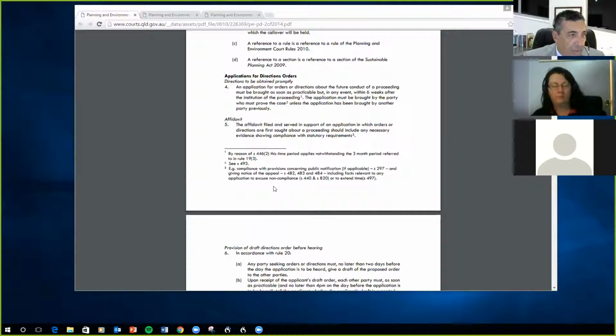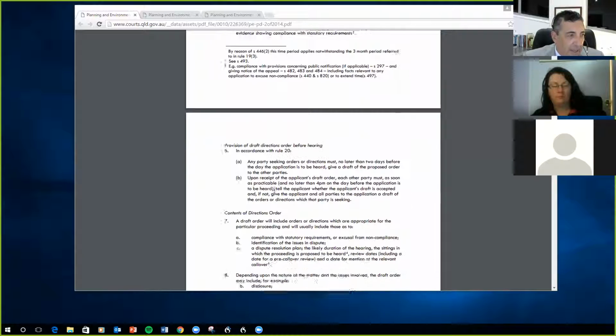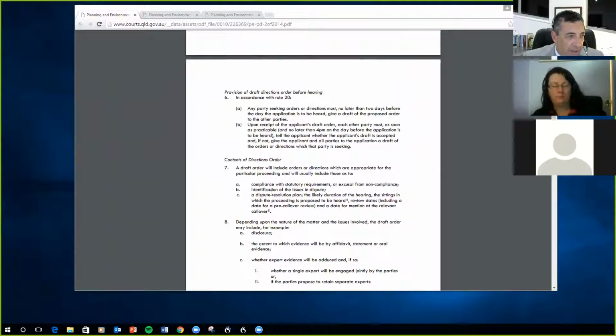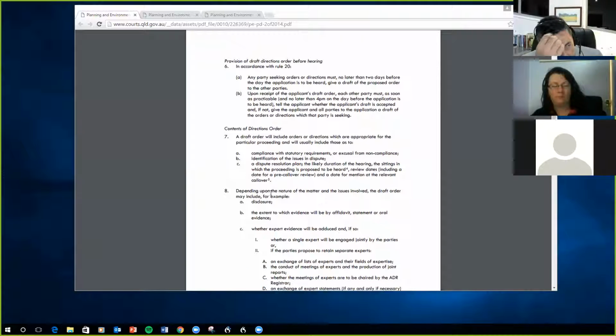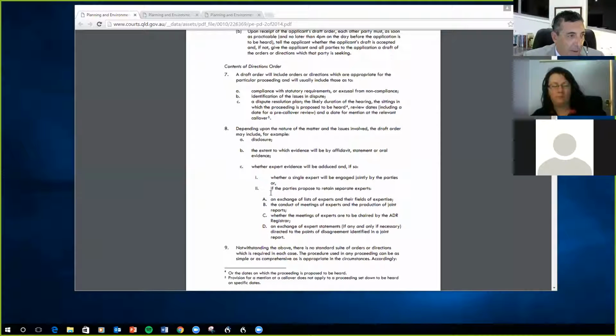So the application must be brought by the party who proves the case. So the applicant has the onus. Affidavits need to be filed and draft directions provided. So it's very common in a court situation for the lawyers to hand up draft directions saying, this is what we think is an appropriate plan. The court actually makes the order, by way of directions order, but a draft is often provided. And part of that is a statement that statutory requirements are complied with, the real issues have been identified, etc.